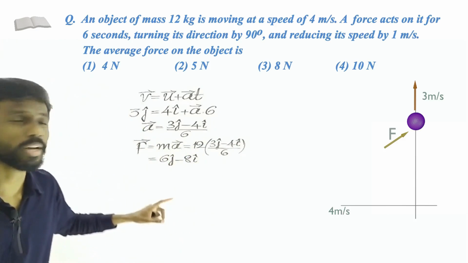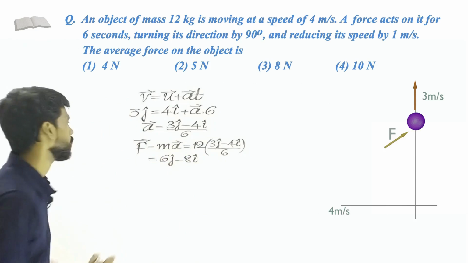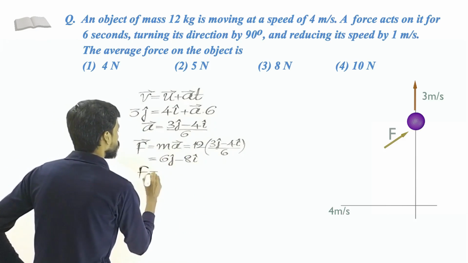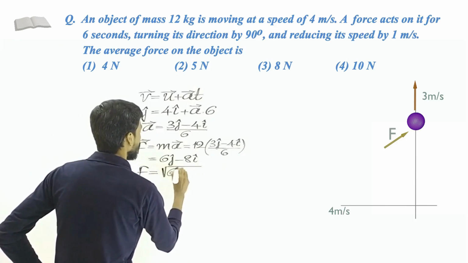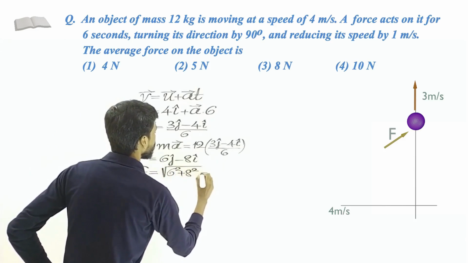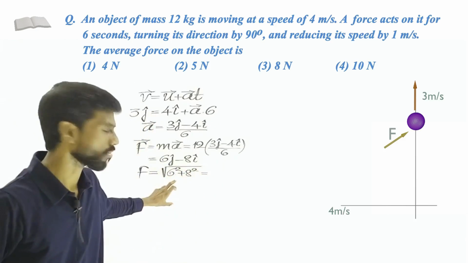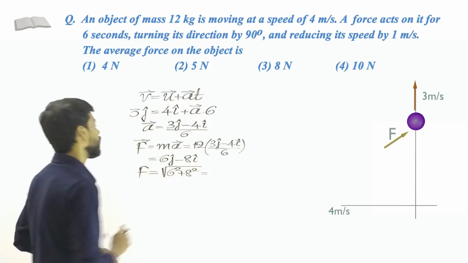We only need the magnitude of this force, so we have to take the magnitude, right? Yes. So let us take the magnitude of this. That is square root of 6 square plus 8 square, right? So that is the answer. So 6 square plus 8 square, then the square root. So that can be calculated here.